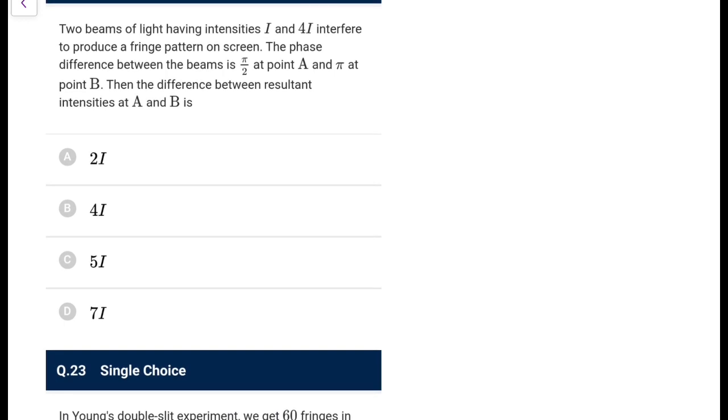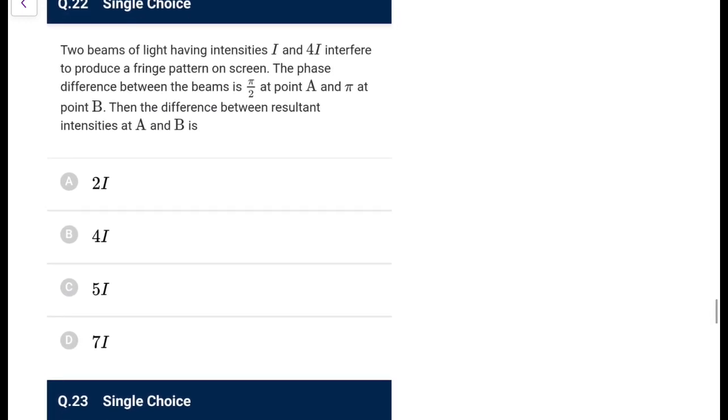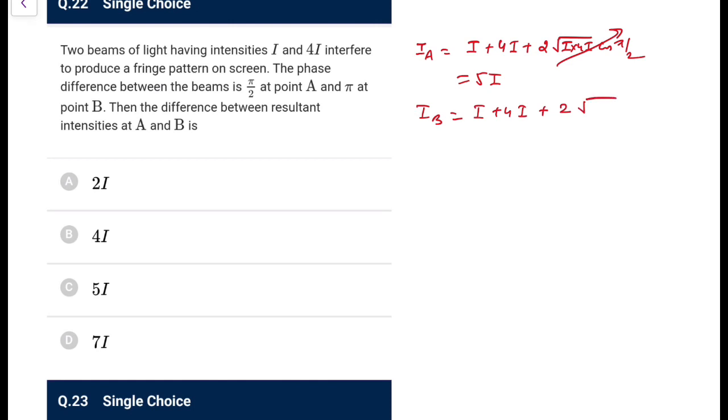Two beams of light having intensities I and 4I interfere to produce a fringe pattern on a screen. The phase difference between the beams is pi by 2 at A and pi at point B. Find the difference between the resultant intensities. So I_A would be I1 plus I2 plus 2 root I1 I2 cos of pi by 2, that is I into 4I into cos of pi by 2, which is 0, so that is 5I. Now what is I_B? I_B you will have as I plus 4I plus 2 root (I into 4I) into cos pi, which is minus 1, so it is 5I minus 4I, that is equal to I. So the difference would be 5I minus I, that is 4I.